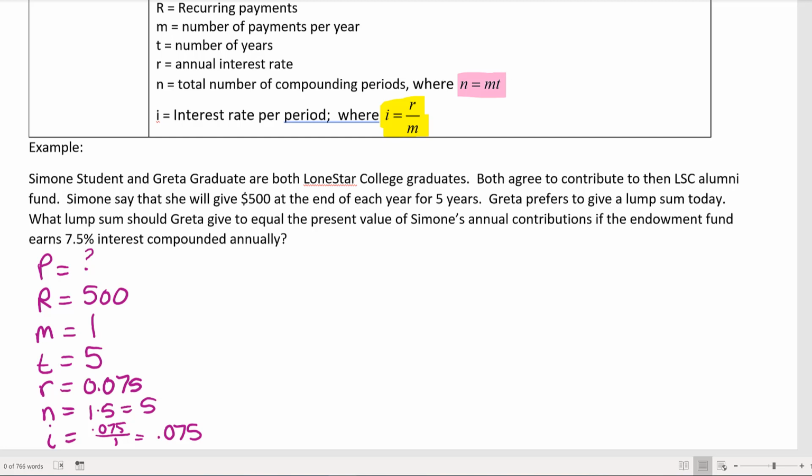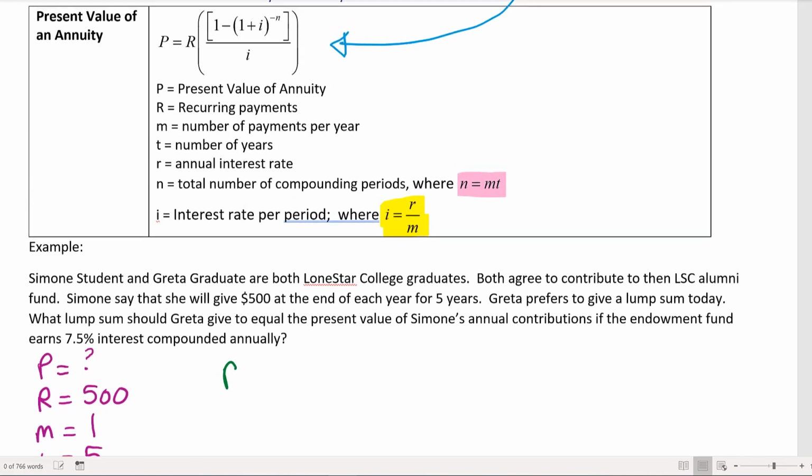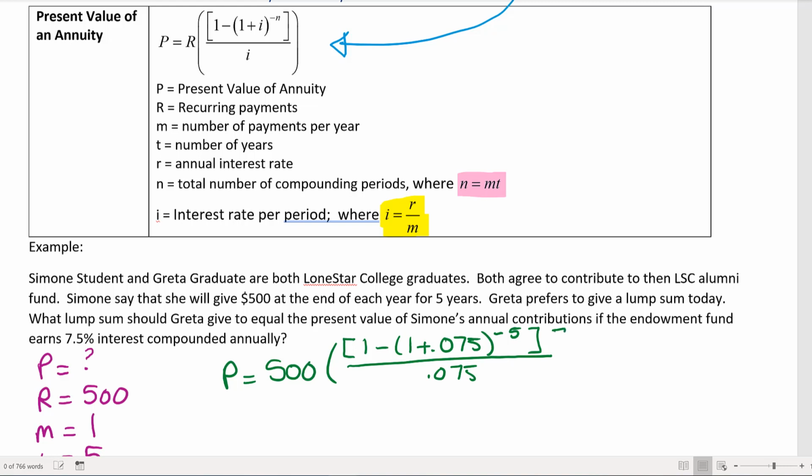So I'm going to use the formula. P is equal to R, which is 500, times parentheses. In the numerator, I have 1 minus 1 plus i, which was the 0.075, to the negative n, which was 5. Close that bracket, all over the i, which is 0.075, and then we can close that entire parentheses as well. So I'm going to need to get a calculator out.